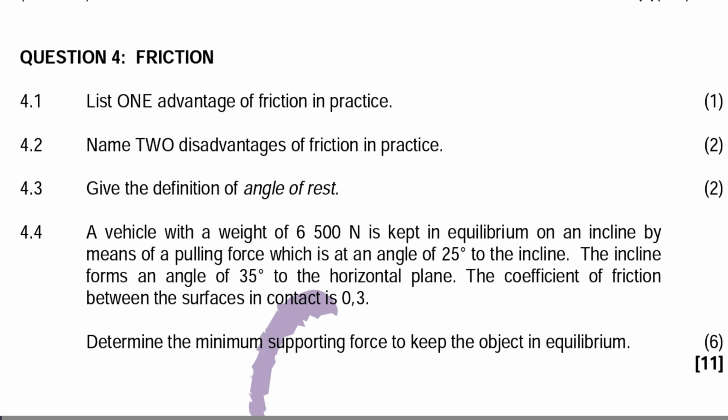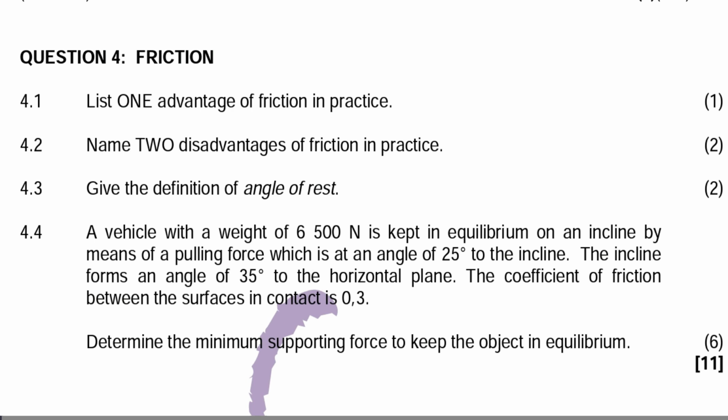They say, a vehicle with a weight of 6,500 newtons is kept in equilibrium on an incline by means of a pulling force, which is at an angle of 25 degrees to the incline. The incline forms an angle of 35 degrees to the horizontal plane. The coefficient of friction between the surfaces in contact is 0.3.